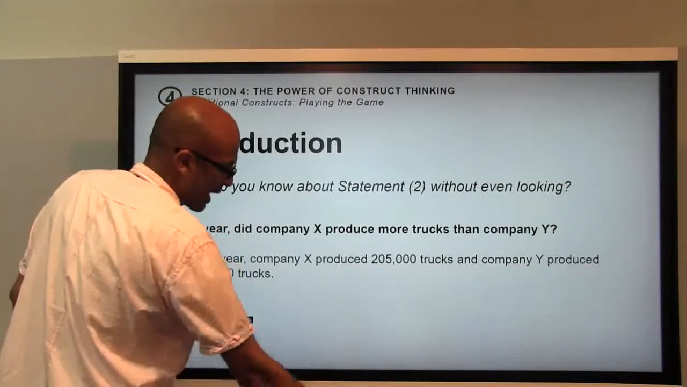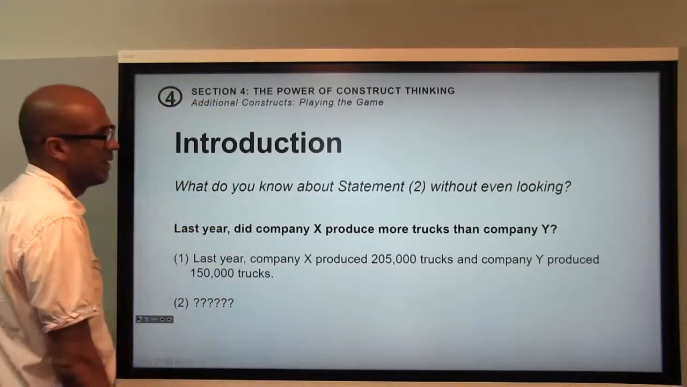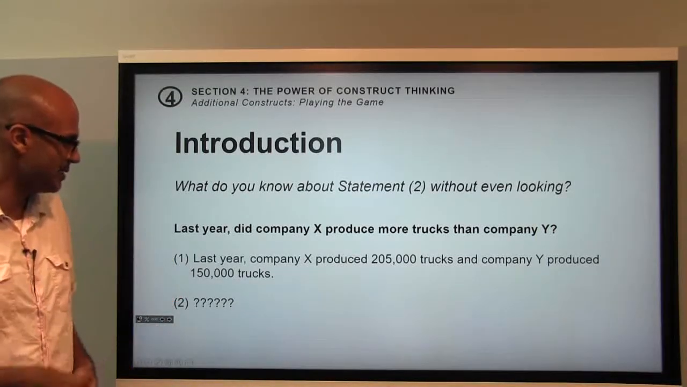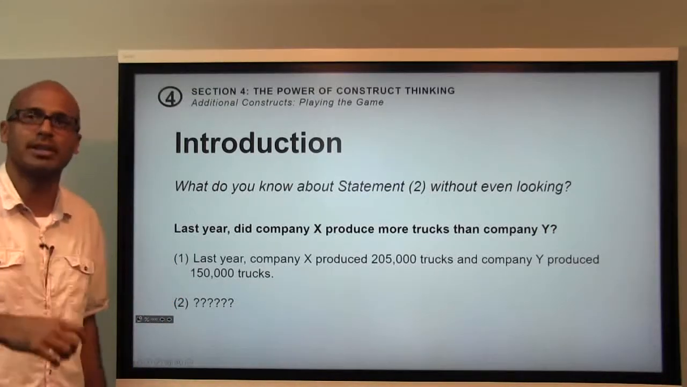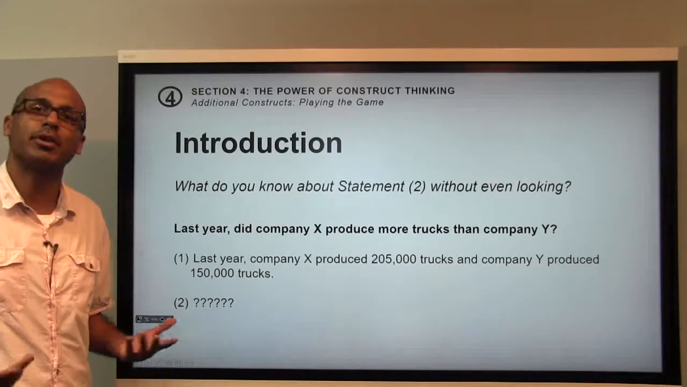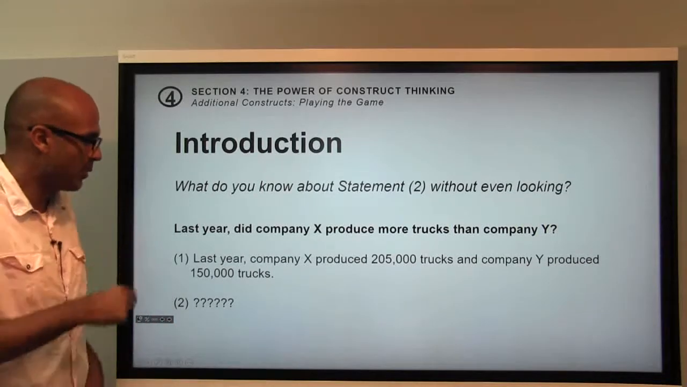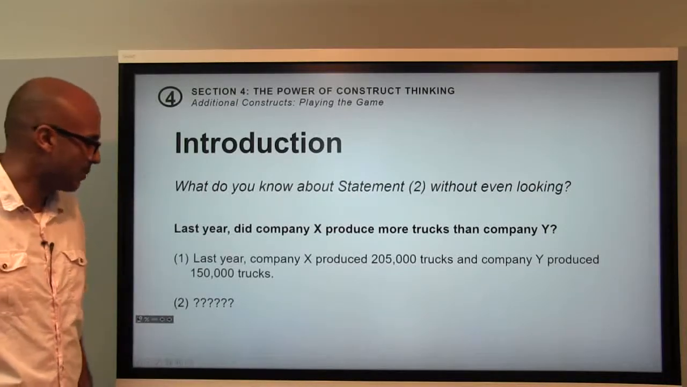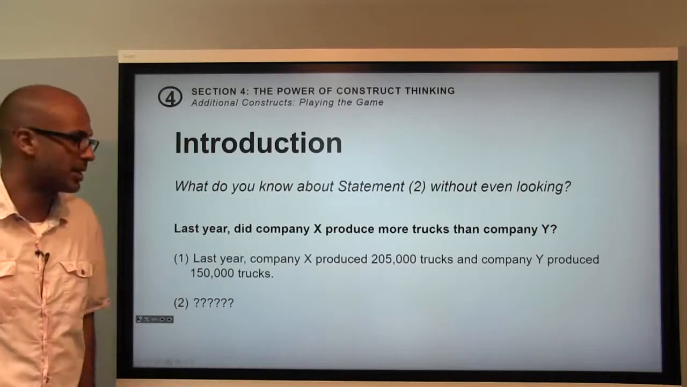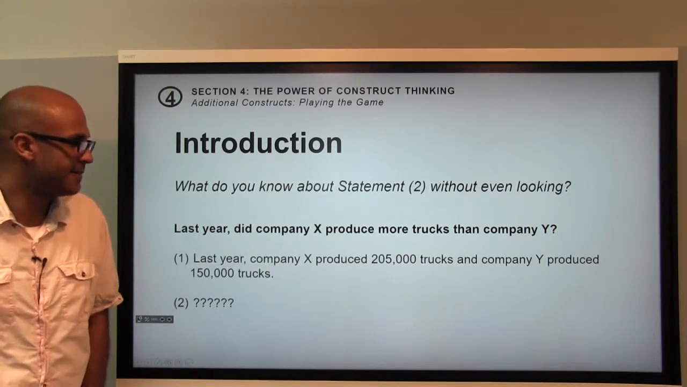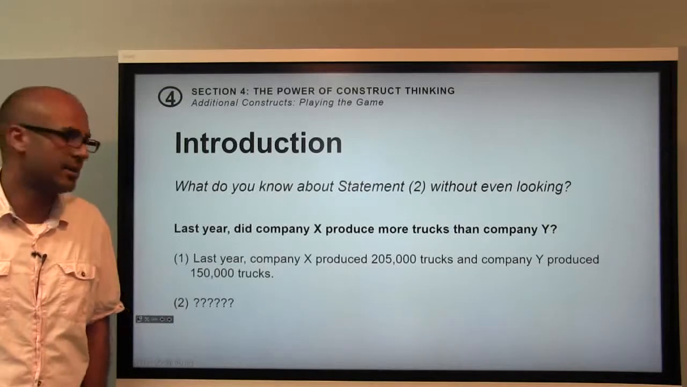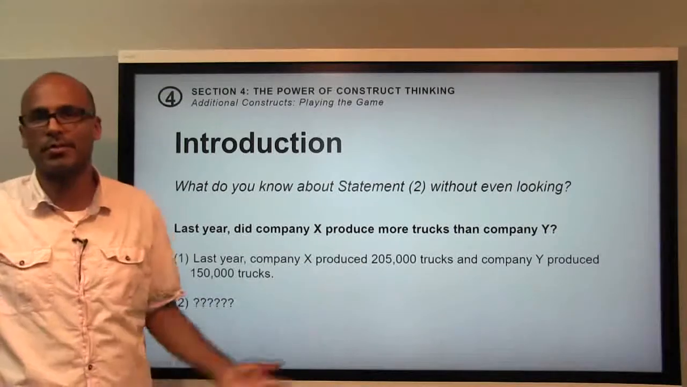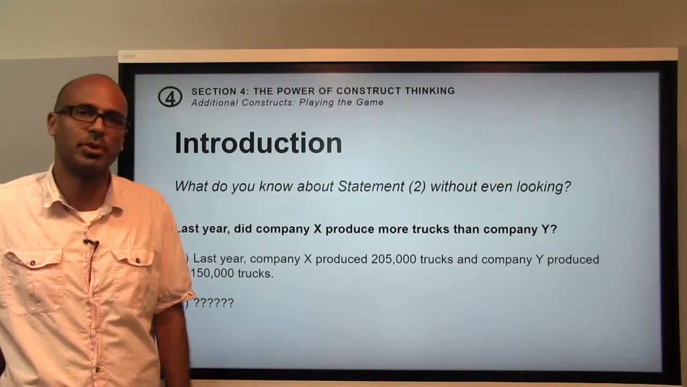All right, take a look at this guy right here. I think this is a good one. What do you know about statement 2 without even looking at it? It says, last year the company X produced more trucks than company Y. So is X more than Y? Statement 1 says, last year company X produced 205,000 trucks and company Y produced 150,000 trucks. Is that enough? Well, you basically gave me everything I need. X's number, Y's number, of course this is enough. This is like stupid, ridiculously sufficient.